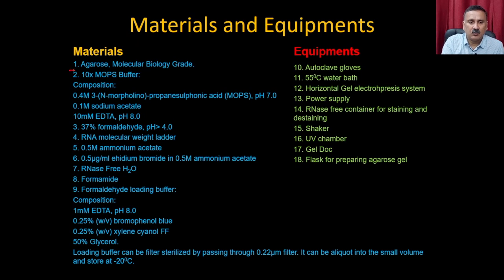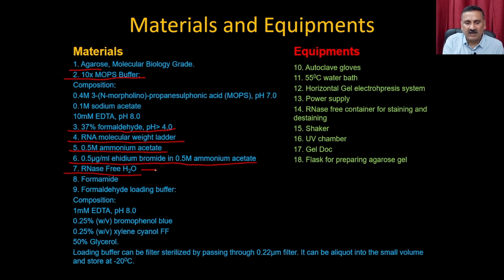Now, if I want to perform the formaldehyde gels, I require specific materials and equipment and all kinds of things. So, what are the materials you require? You require the agarose, you require the 10x MOPS buffer. This is the composition of the 10x MOPS buffer. Then you also require the 37% formaldehyde. Then you require the RNA molecular weight ladders. You require the 0.5 molar sodium acetate. You require the 0.5 microgram per ml ethidium bromide, so that you can use that for staining. Then you require the RNase free water.